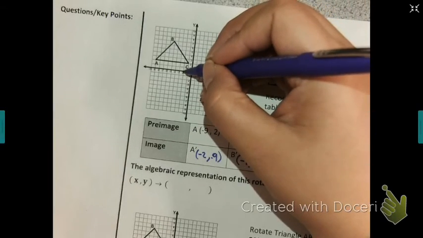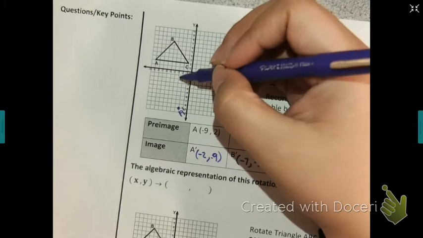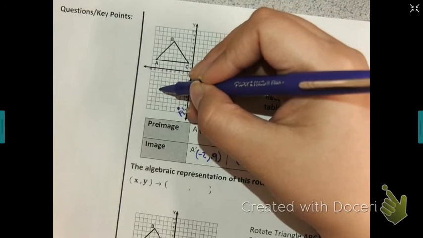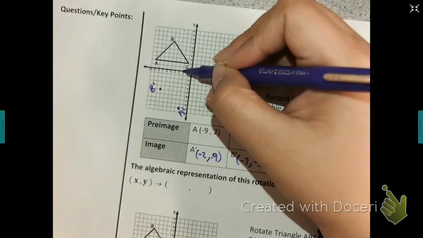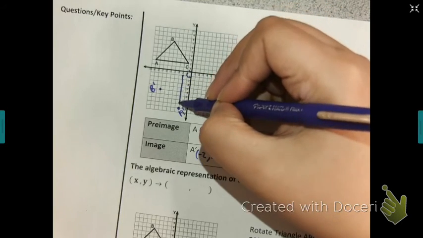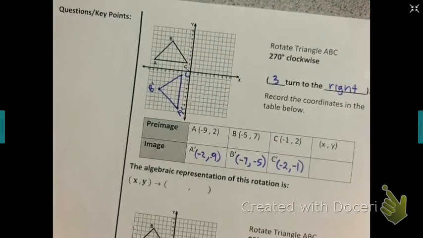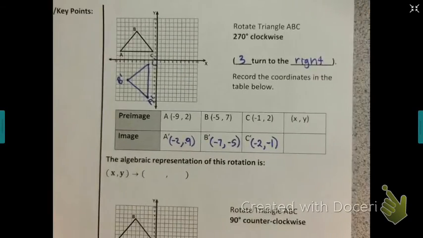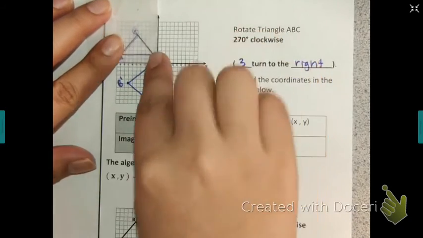We got -2, -9. That is A prime. B prime, -7, -5. C prime is -2, -1. And then that should be our triangle. Let me check. Okay, so I have my triangle here. It's the same triangle.